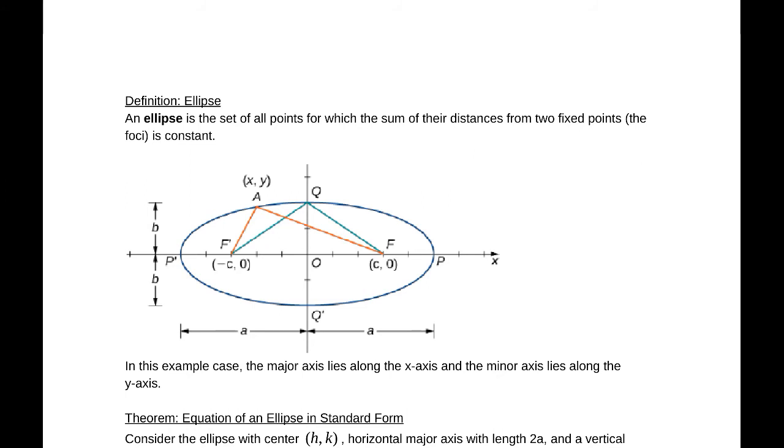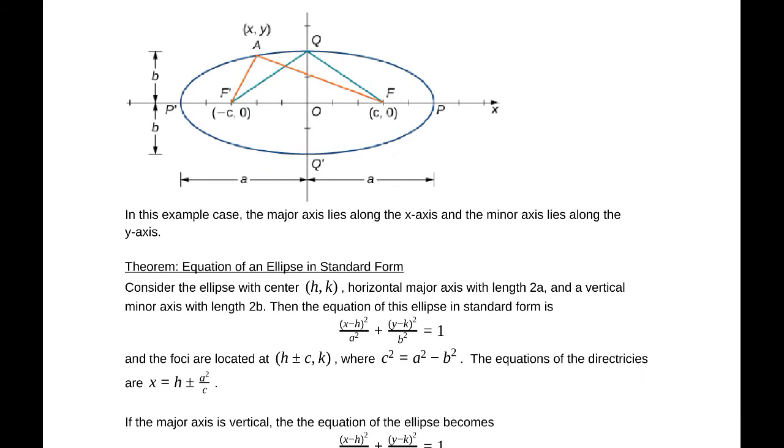So in this case right here, the major axis is the x-axis, okay, because it is longer than it is tall. So this is the minor axis, this is the major axis. You can obviously have that happen the other way, where the major axis is vertical and the minor axis is horizontal. You can have that happen as well. Okay, so let's go ahead and look at the standard form of an ellipse.